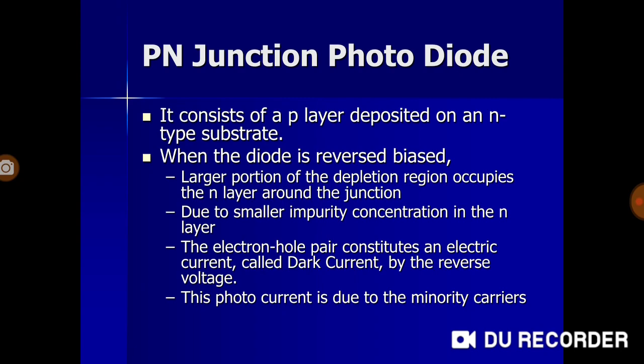It consists of a p layer deposited on an n-type substrate. When the diode is reverse biased, a larger portion of the depletion region occupies the N layer around the junction, due to the smaller impurity concentration in the N layer. The electron hole pair constitutes an electric current called dark current by the reverse voltage. This photocurrent is due to minority carriers.